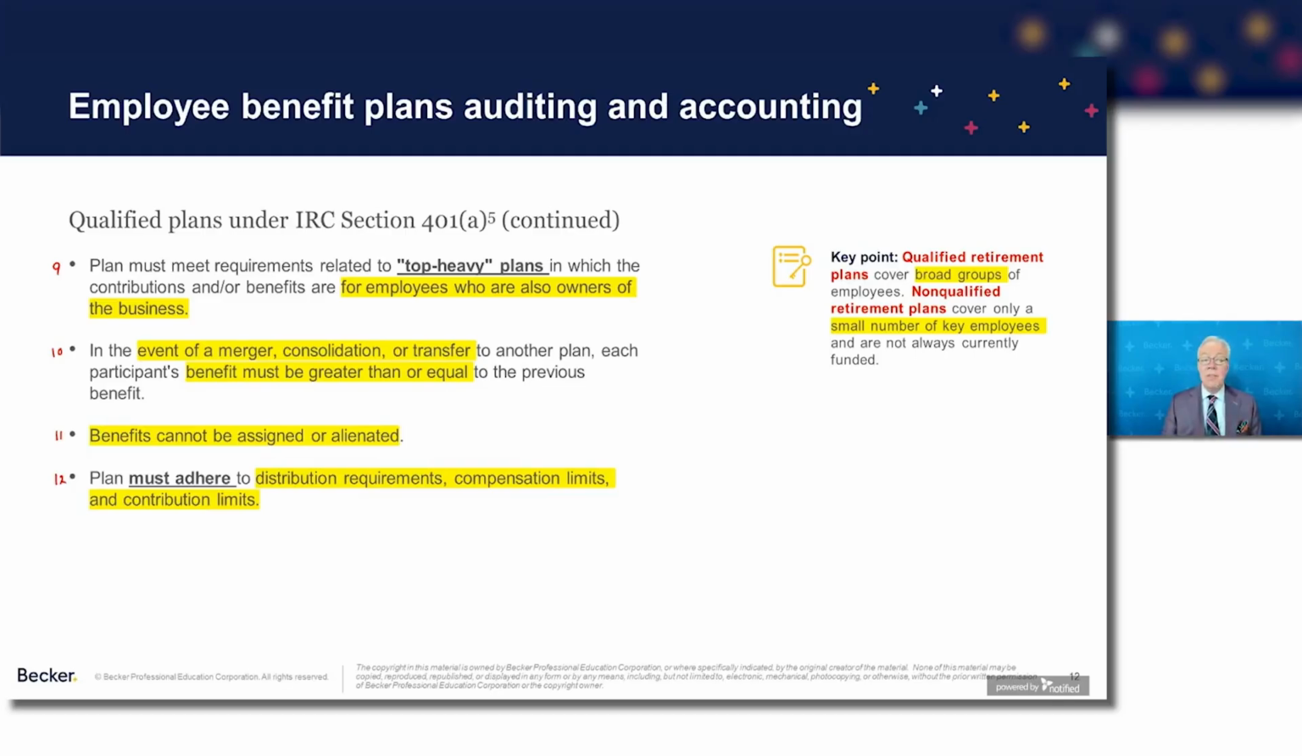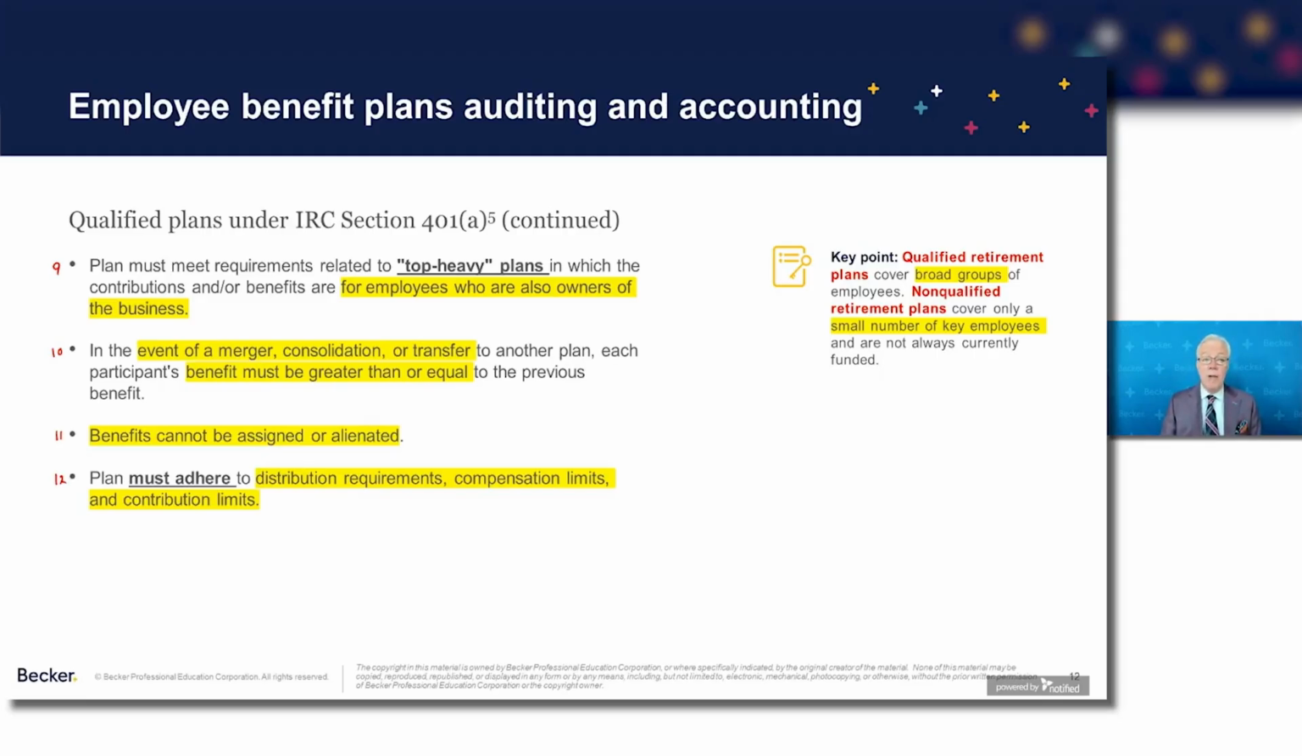Obviously, the government doesn't want that to occur. Number 10, in the event of a merger, consolidation, or transfer to another plan, each participant's benefits must be at least equal or greater to what they were before. So you can't use that as a scheme to obviously lower the benefits to individuals. Number 11, benefits cannot be assigned or alienated.